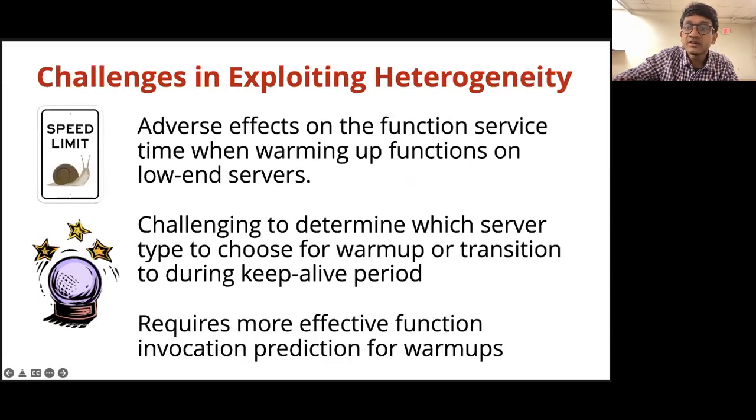But the main challenge is that the low-end servers are slow, and so executing functions only on them will increase the service time of the serverless functions, and the customers will be unhappy. Also, as the invocation probability of a function increases or decreases, there are challenges in determining which type of server to choose for the warm-up of a function, or for the transition during the keep alive period: a low-end server or a high-end server. Thus, we need to appropriately predict function invocations for avoiding cold starts and reducing the overall keep alive cost of serverless functions.